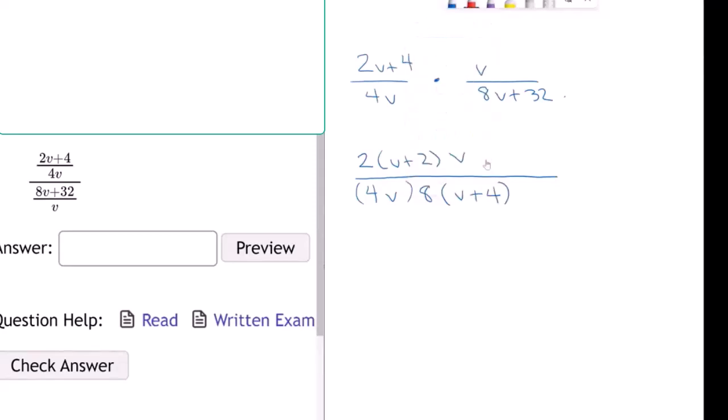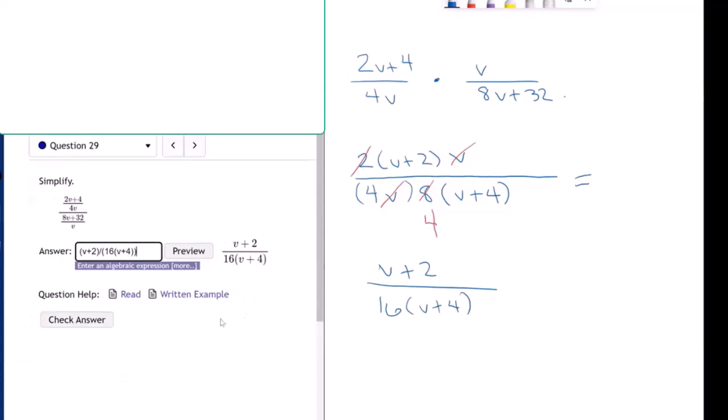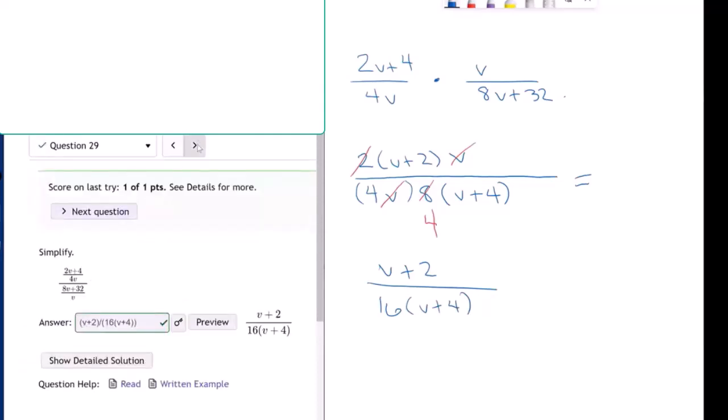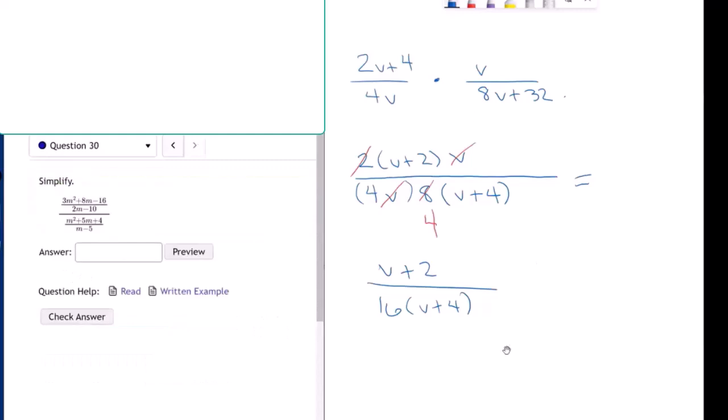I can cancel this 2 with this 8. That would leave 4 in the denominator. I can cancel this v with this v. And it looks like that's all I can cancel. Let's rewrite it and see if there's anything else that I can cancel. 4 times 4 is 16 times v plus 4. That looks right. Let's check our answer. Excellent. And then our last problem.